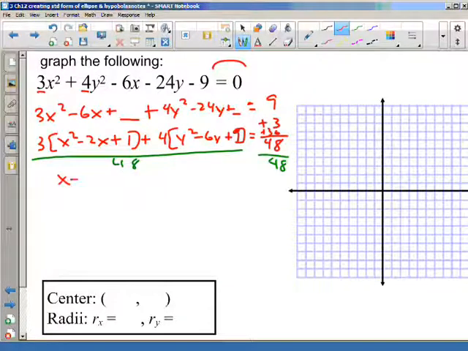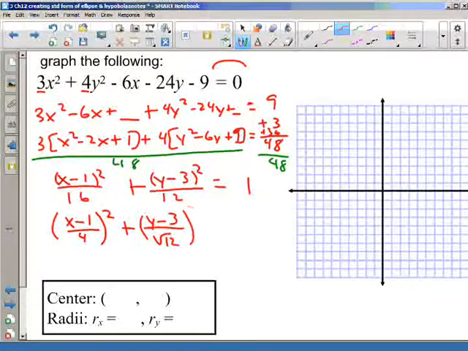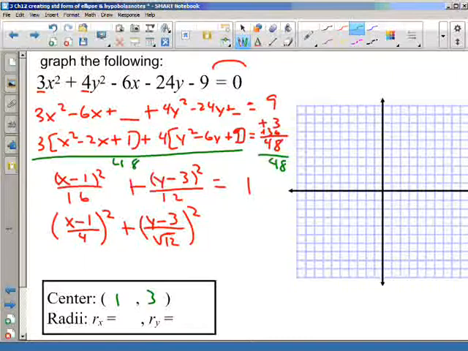So that'll be (x minus 1) squared over 16 plus 4 over 48. 4 goes into 48 12 times, leaving (y minus 3) squared over 12, and that equals 1. And I want to get my denominators inside that square, so (x minus 1) over 4, that worked out nicely, and the (y minus 3), not so much. Square root of 12, some number between 3 and 4. But I do know how to read this, giving me my center of (1, 3), horizontal radius or stretch of 4, vertical of square root of 12.